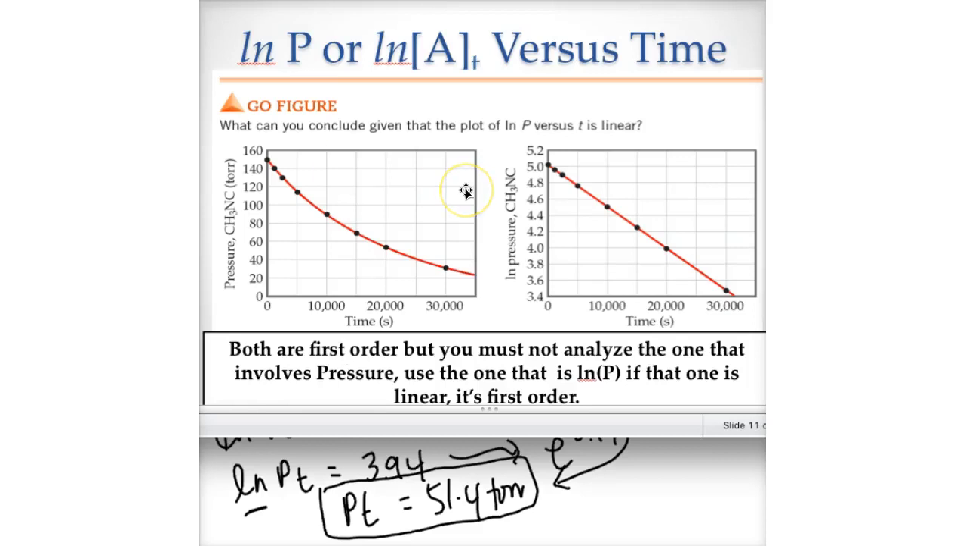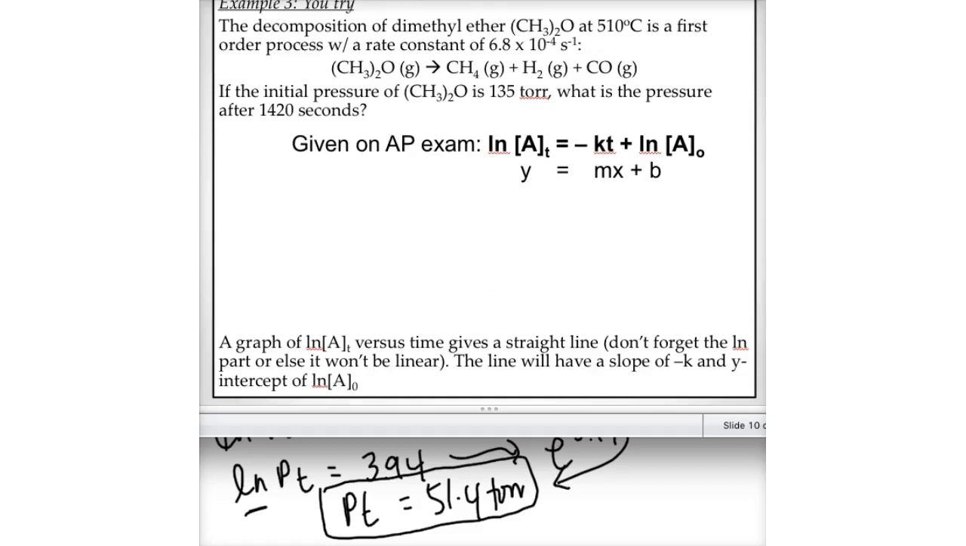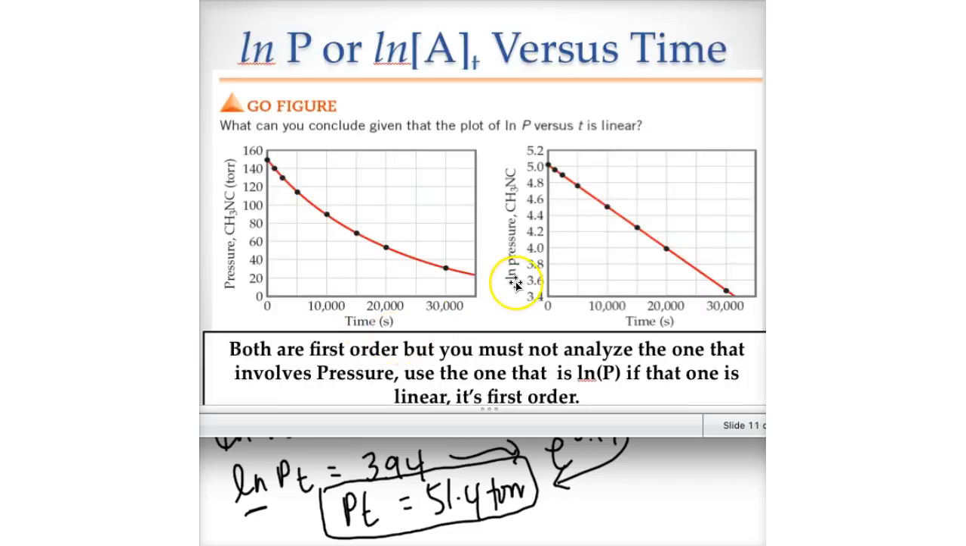I just wanted to repeat something. If you looked at the equation that we were using, it says that we are using a first order process. So if we graph this natural log of A with respect to time, which is our x-axis, x and y, we should get a straight line. So natural log of pressure with respect to time does show a straight line.